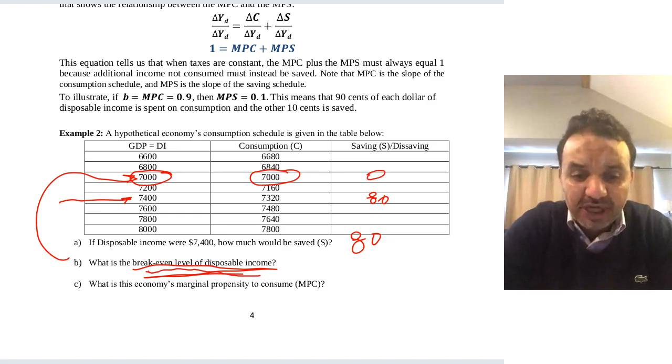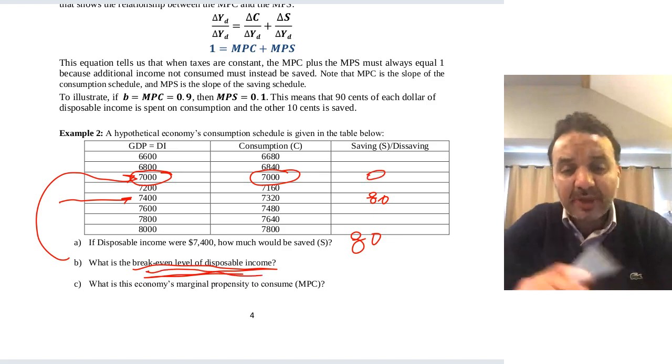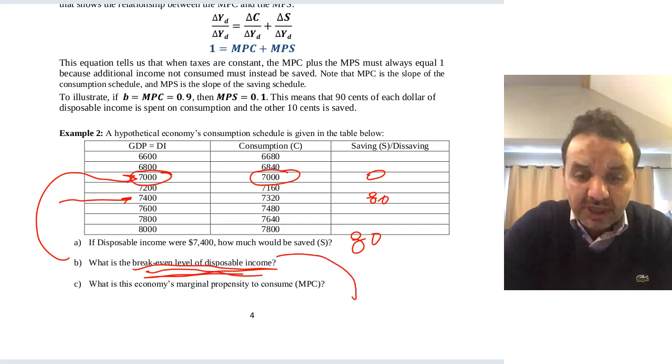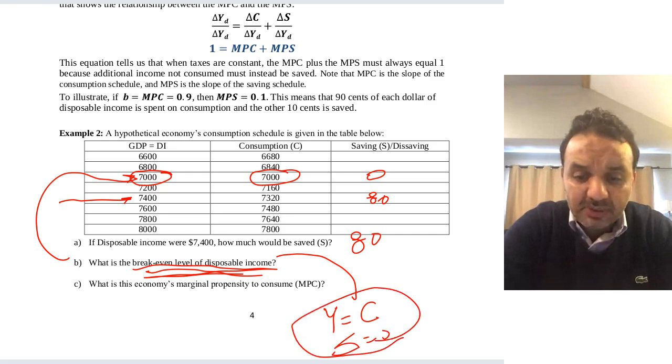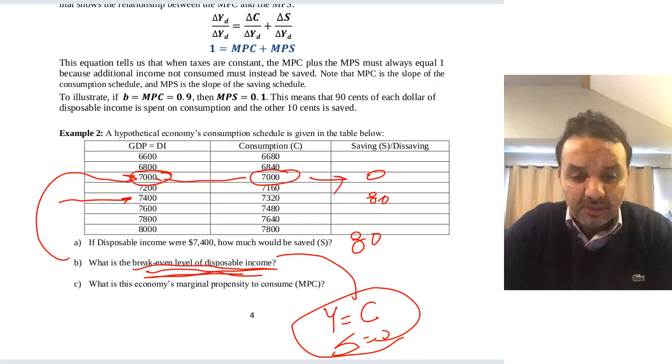So the break-even level of disposable income can be defined in two different ways: either when disposable income equals consumption, or when saving equals 0. They are the same, because if income equals consumption, this means your saving will be equal to 0.